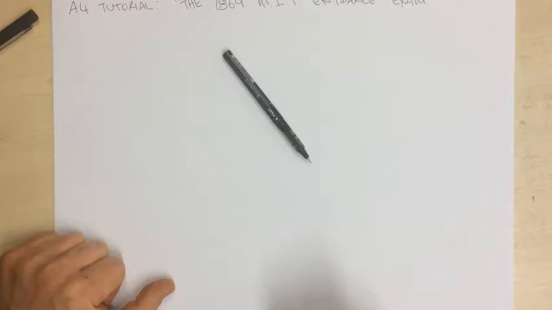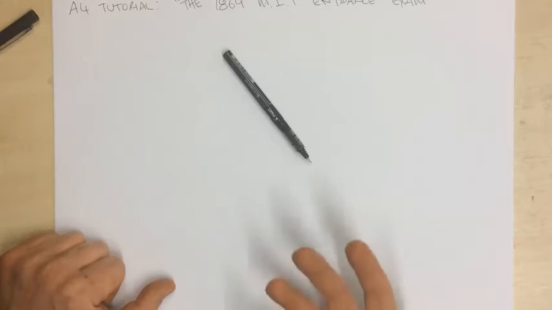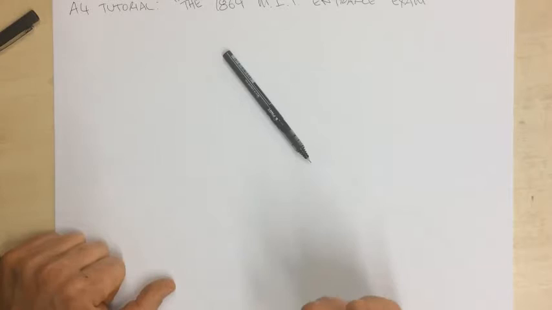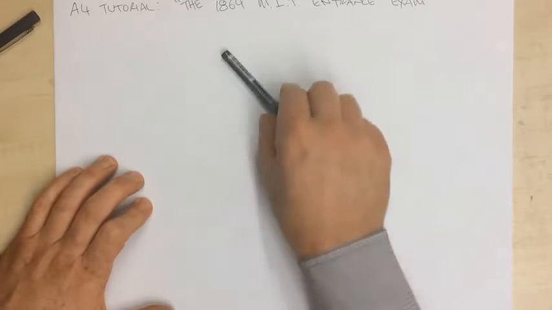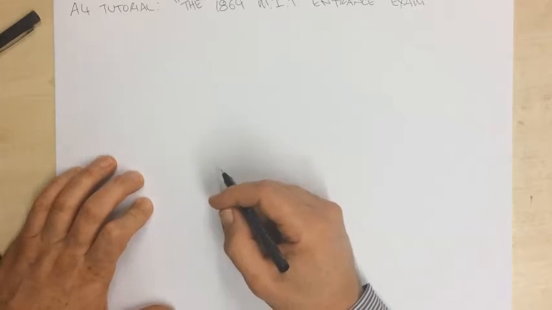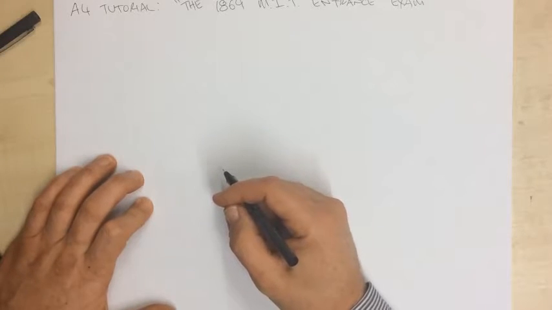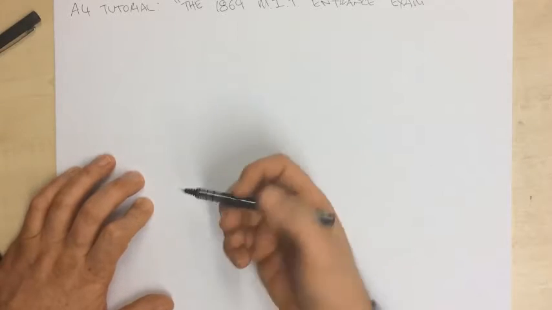Today I'm going to talk about a problem that's been floating around the internet, and it comes under various names. The most common phrase that I've heard referred to it as is the 1869 MIT entrance exam. And the problem's presented as being unsolvable by some people, and of course it isn't. First of all, let me explain.